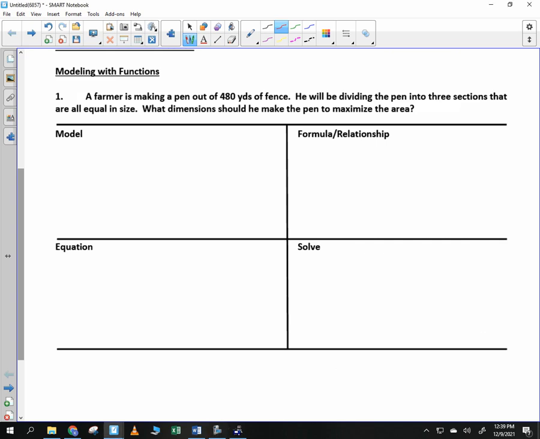So I love the boxes. They help me organize my work. It says the farmer's making a pen out of 480 yards of fence.